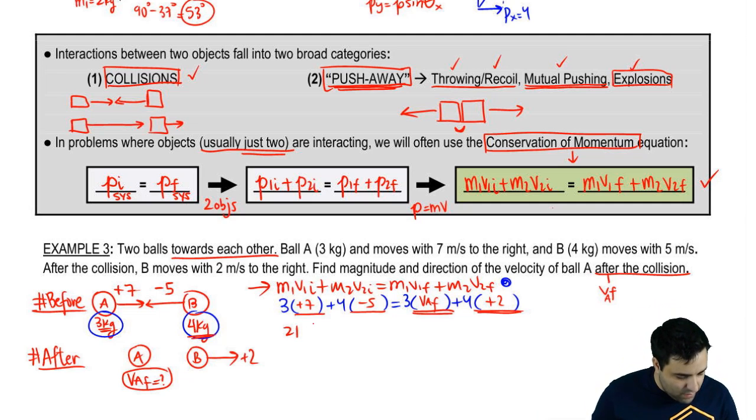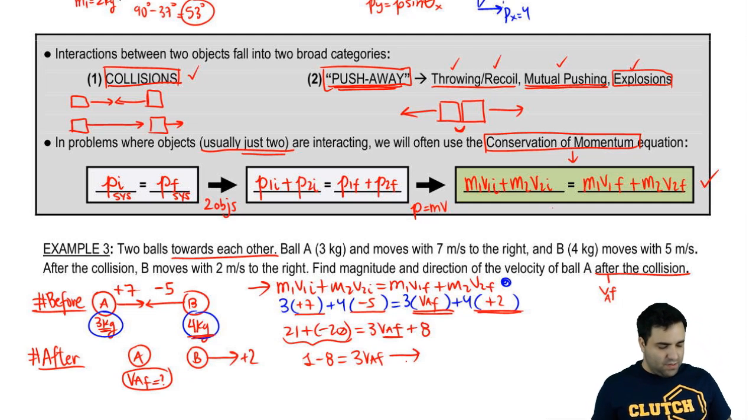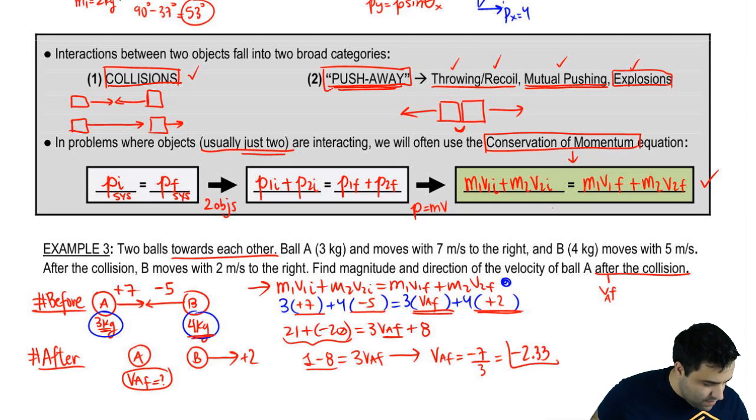So this is going to be 21 plus negative 20 equals 3 VAF plus 8. Right? So this whole thing here is a 1. Then to solve for VA, I'm going to send the 8 to the other side. It goes as a negative. I'm going to skip one step here. This is just algebra. Actually, I won't skip a step. So 1 minus 8 is just negative 7. And then I have to divide by 3. And the final answer is negative 2.33 meters per second.